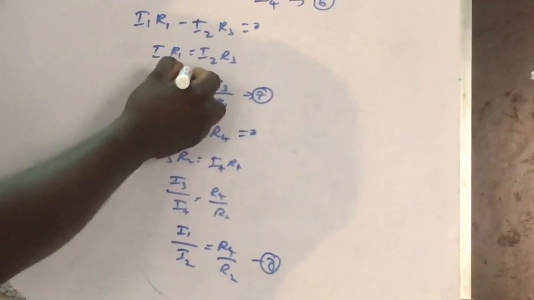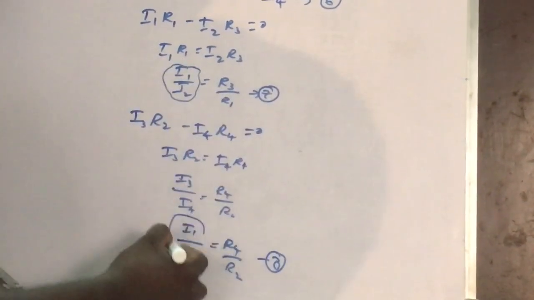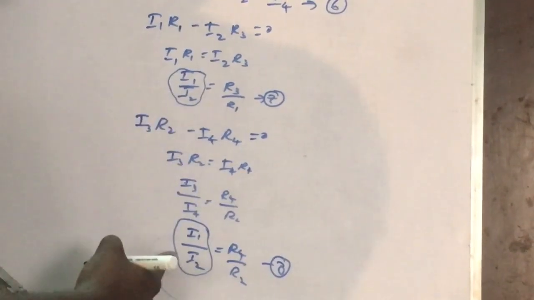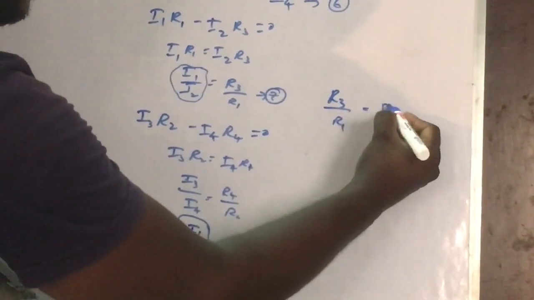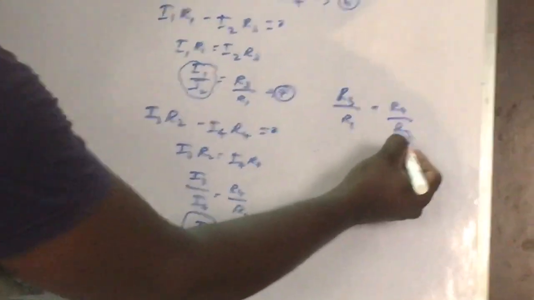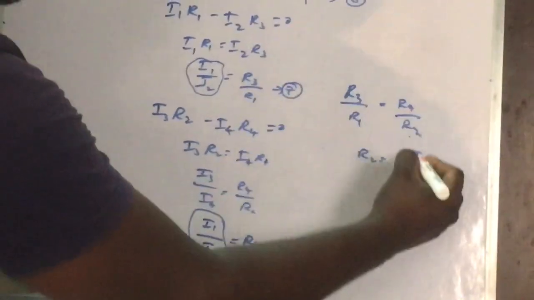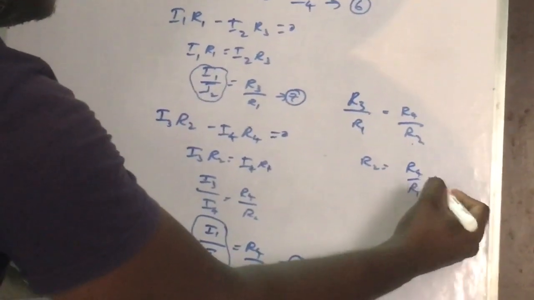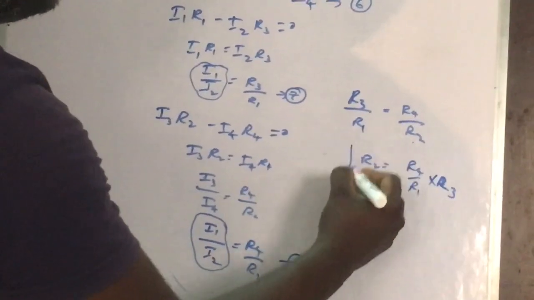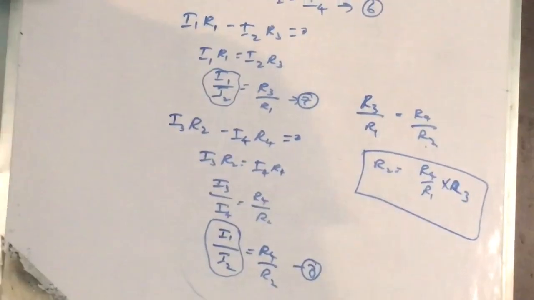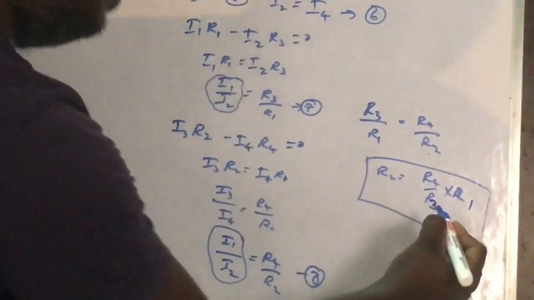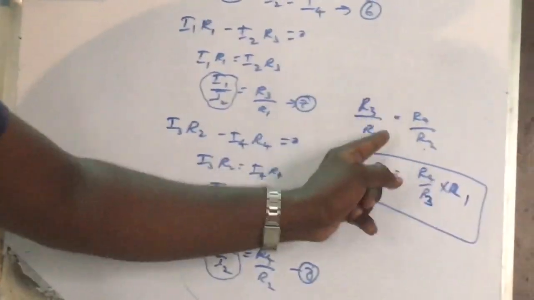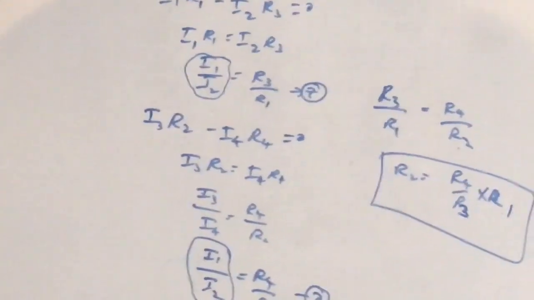You can see the LHS of equation 7 and the LHS of equation number 8 are the same. So equating both, if the LHS are the same, we can equate the RHS, which means R3 by R1 is equal to R4 by R2. What I need is R2. So R2 comes to this side, R1 goes here and R3 will come here. So R2 is equal to R4 into R1 by R3. We can find the unknown resistance.